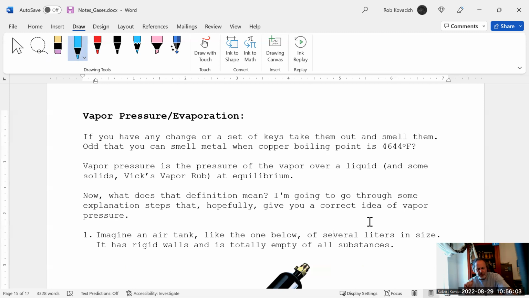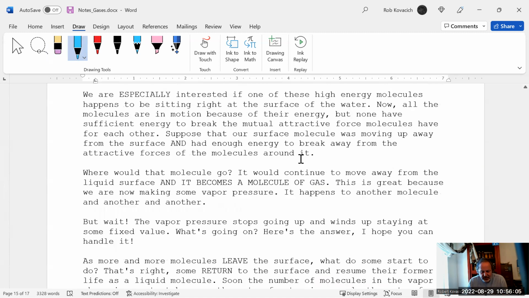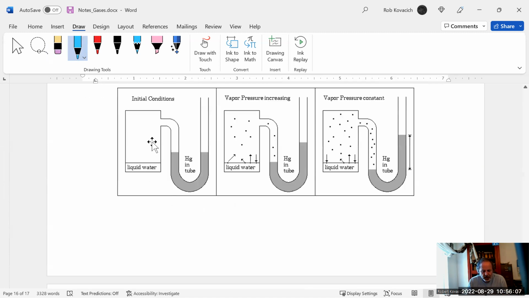And the way we measure vapor pressure is we have something like this. This is just a closed system, and this is a tube filled with mercury.